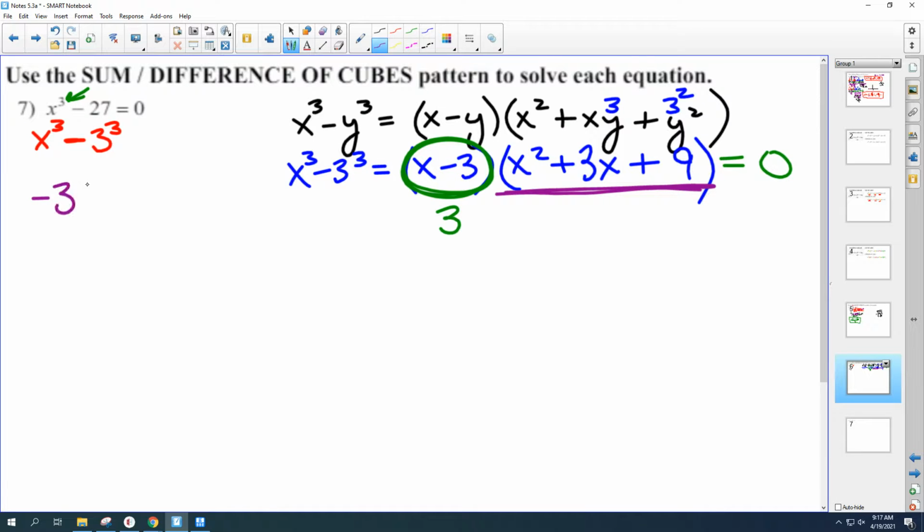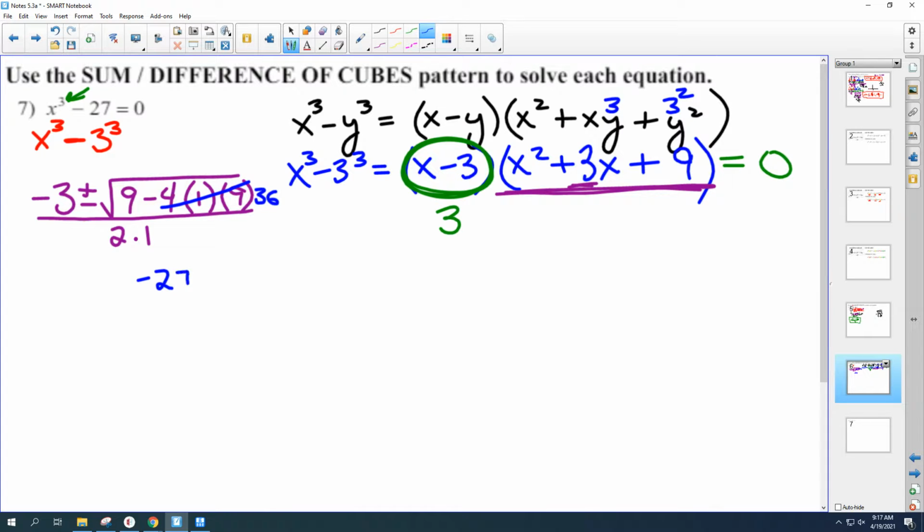negative b plus or minus square root b squared. Remember, this is b, so 3 squared is 9. Minus 4 times the a number is 1. Times the c number is 9, like this, all over 2 times the a number is 1. Four times 1 times 9 is 36. And 9 minus 36 is negative 27. So I would rewrite, I've got negative 3 plus or minus square root of negative 27 all over 2.